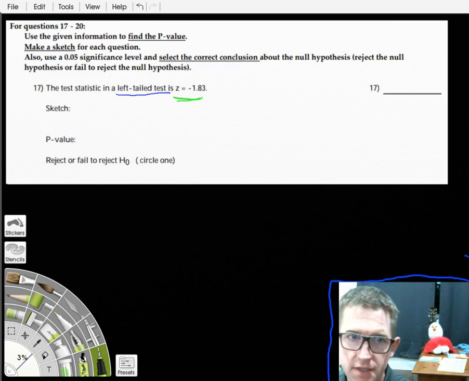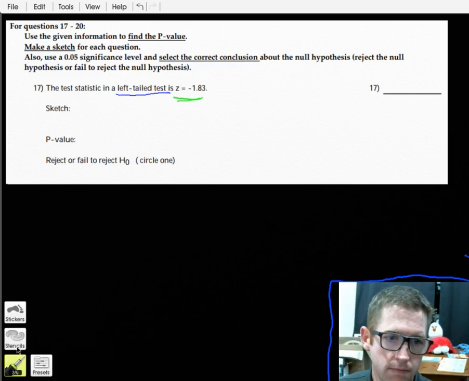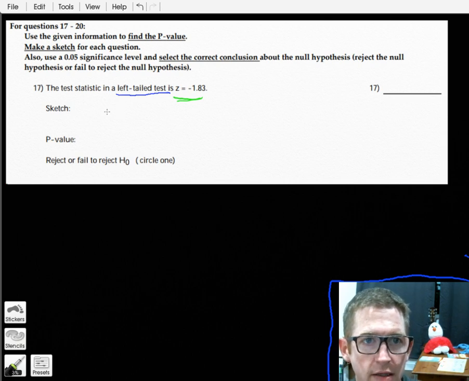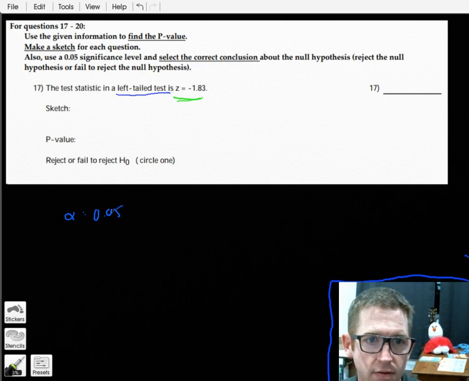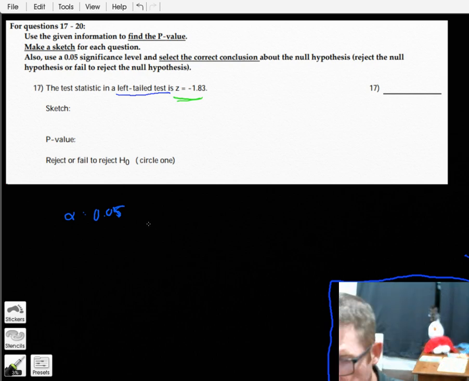Okay, so number 17. We are going to use a significance level of 0.05, and we're going to select the correct conclusion about the null hypothesis, whether we reject it or fail to reject it, compared to the test statistic that was given. The test statistic in this left tail test, z equals negative 1.83.